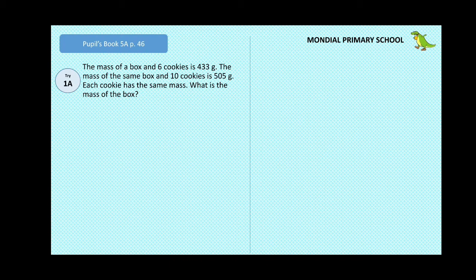Let's try 1A. Could you please open your mathematics textbook page 46 and read the problem? Okay. Are you done reading the problem? Good job. What keyword have you gathered from the problem? Great. The mass of a box and 6 cookies is 433 gram. And then each cookie has the same mass.